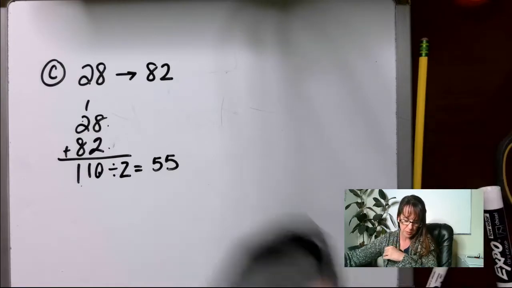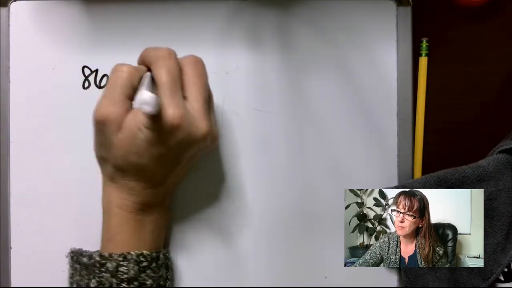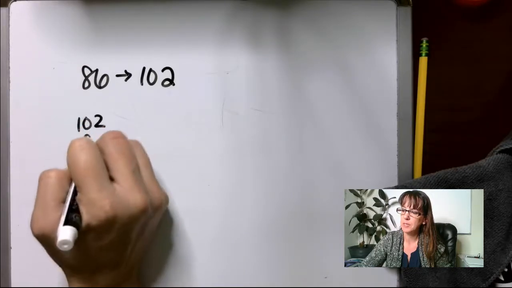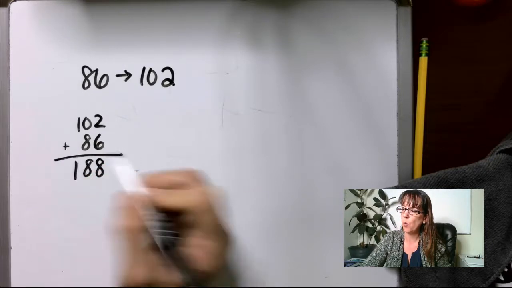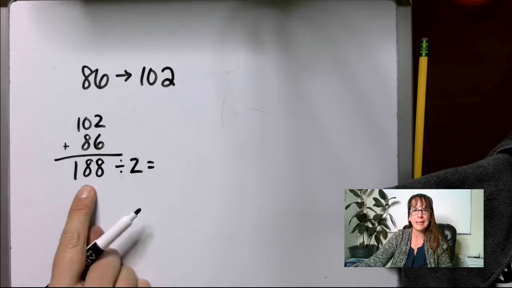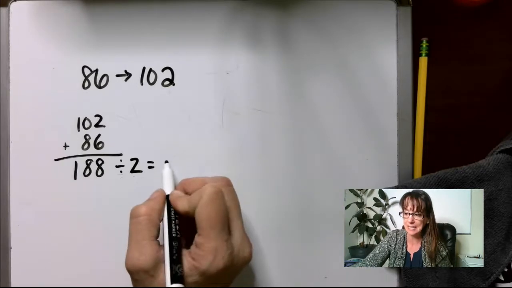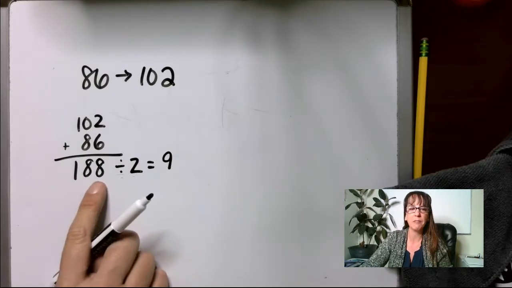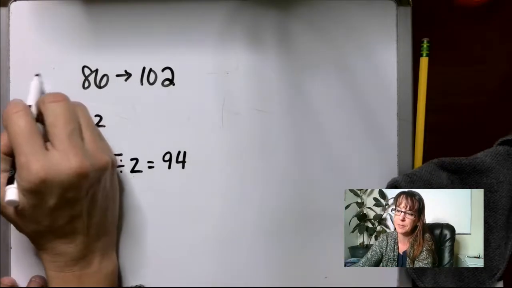For D, what is the number halfway between 86 and 102? Again, we're going to add those numbers up. Doesn't matter which order because we're adding, right? So it's 8, 8 and 1, okay? Divide that by 2. Again, we can do this in our head because 180, well, what's half of 18? That's 9, right? So half of 180 would be 90, plus half of 8 is 4. So 94, 94.